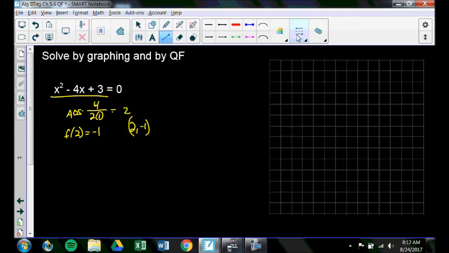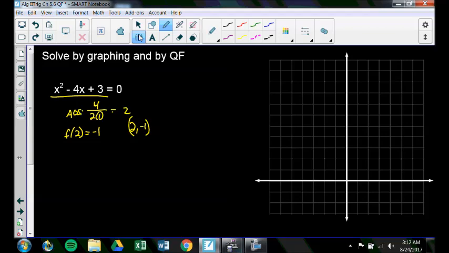Yep, I'm going to draw on some axes here. This graph is pointing up, so I want to give myself lots of space to go up. So, (2, -1) is here. Roots are at... I don't know where the roots are yet. I actually do. They're going to be here and here.